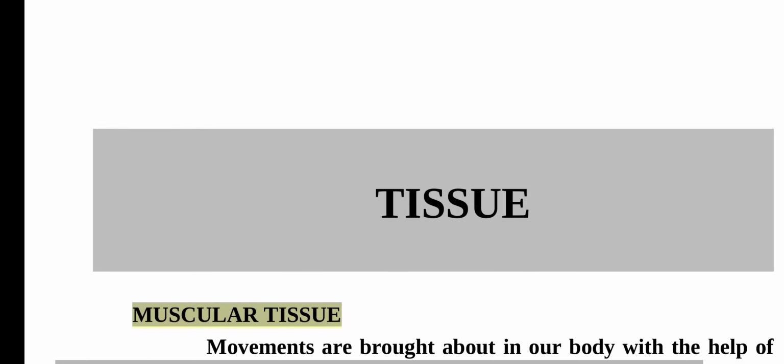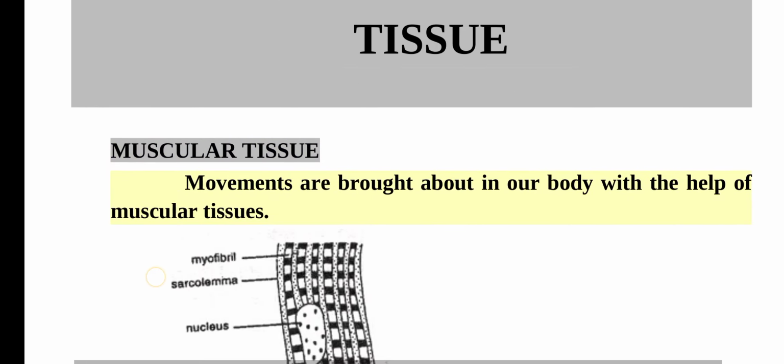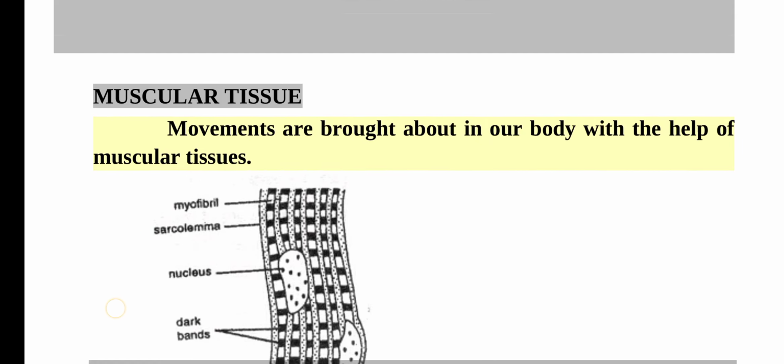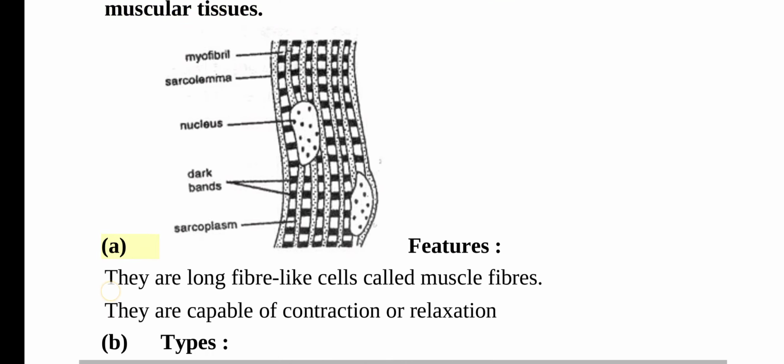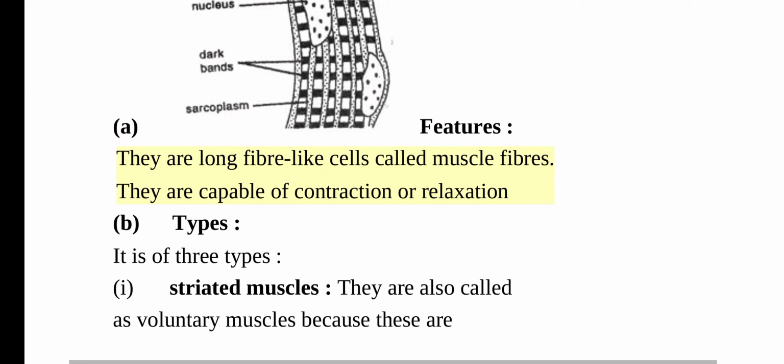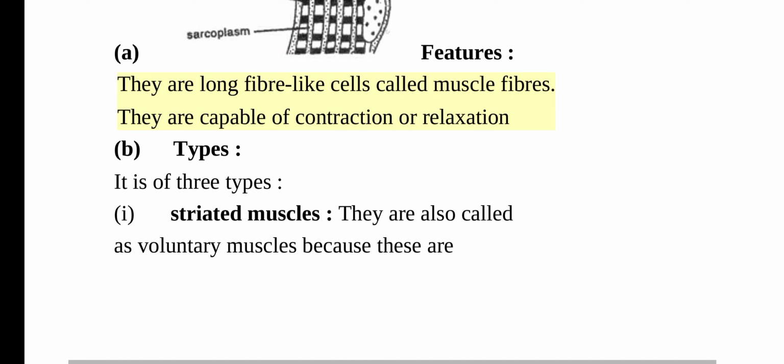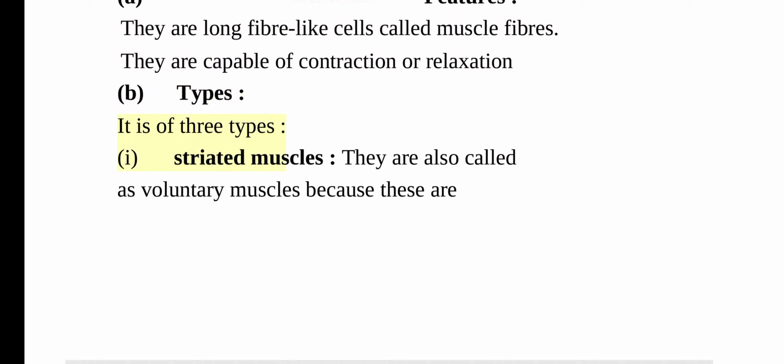Tissue. Muscular tissue. Movements are brought about in our body with the help of muscular tissues. A. Features. They are long fiber-like cells called muscle fibers. They are capable of contraction or relaxation. B. Types. It is of three types.